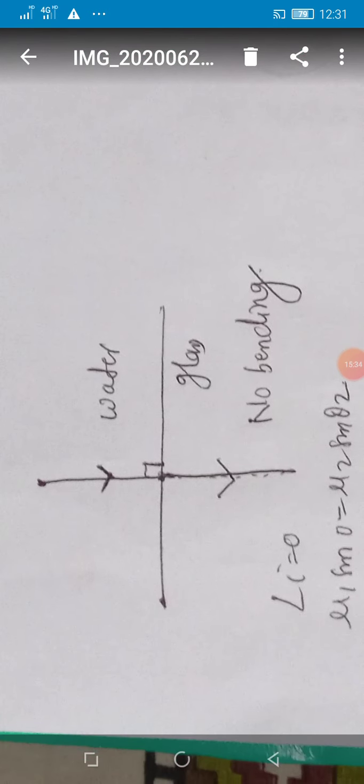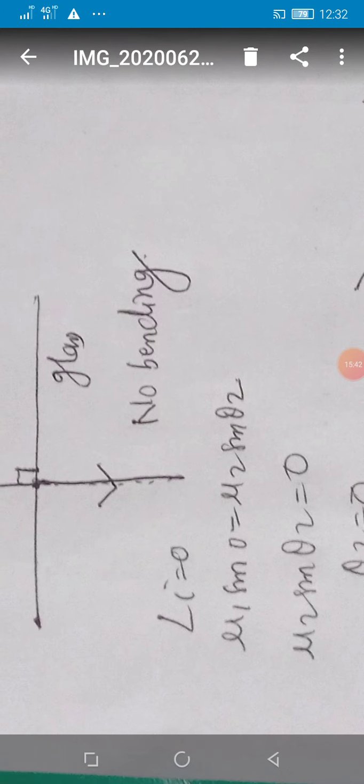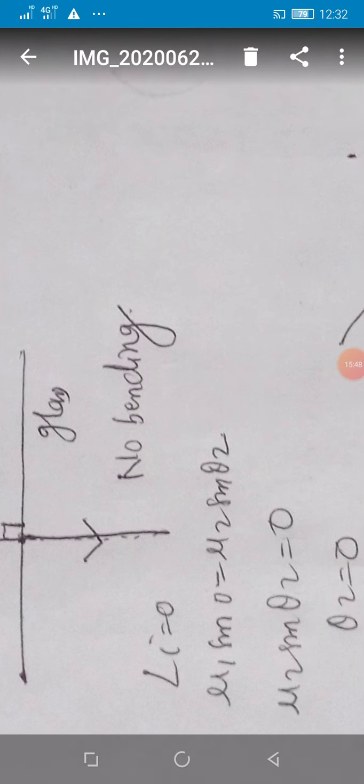Now see this figure, student. Light is falling normally on the surface. You apply Snell's law, you will get theta 1 to be 0, theta 2 to be 0. So light will follow the straight line path in this case, okay? So when the light falls normally, it will travel straight without any bending, student.